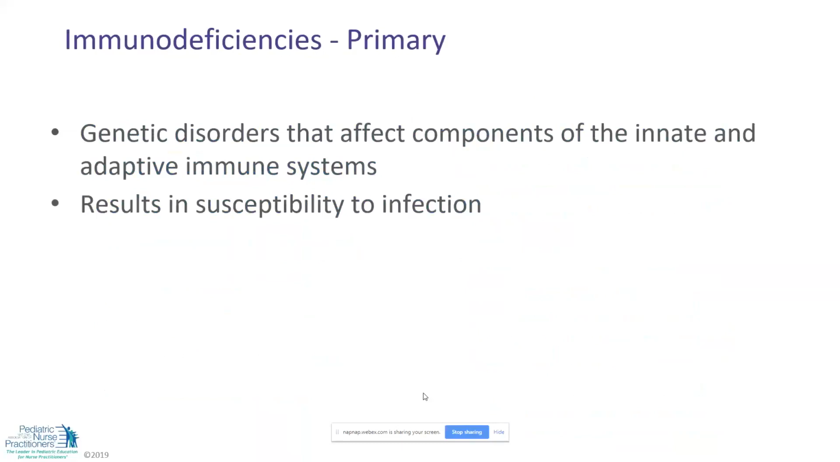There are several primary immunodeficiencies, and this is a set of genetic disorders that affect the components of both the innate and adaptive immune system. Whenever this is the case, this patient is more susceptible to infection.